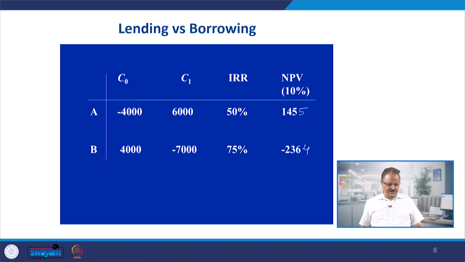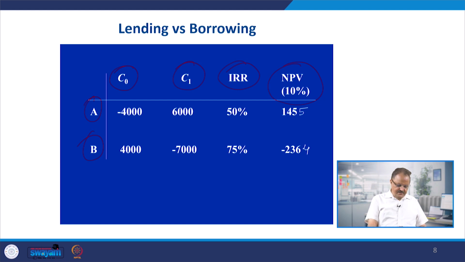Another important limitation of the IRR is lending versus the borrowing rate. Now look at this picture. Here we have two projects again, A and B. Here we have the cash flows, C0 and C1. C0 is the construction period, or maybe the current period. C1 is the first year of cash inflow. IRR is given as the first criterion, and the second one is NPV, where cash flows are discounted at 10%. The discount rate is 10%.